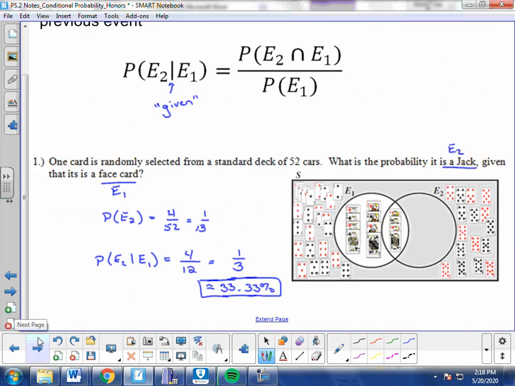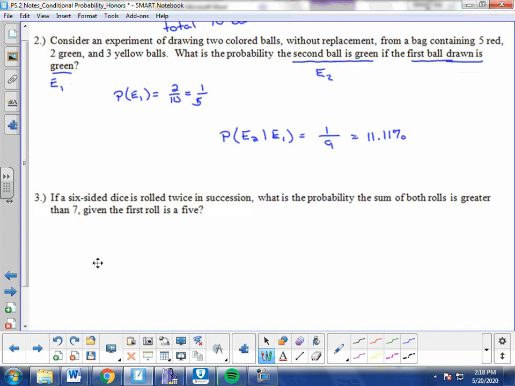So if we take a look at problem number 3, it says, if a 6-sided dice is rolled twice in succession, what is the probability the sum of both rolls is greater than 7, given the first roll is greater than 5? So if we take a look at events here, we can go ahead and let the first roll being greater than 5 be event 1, and the sum of both rolls being greater than 7 be event 2.